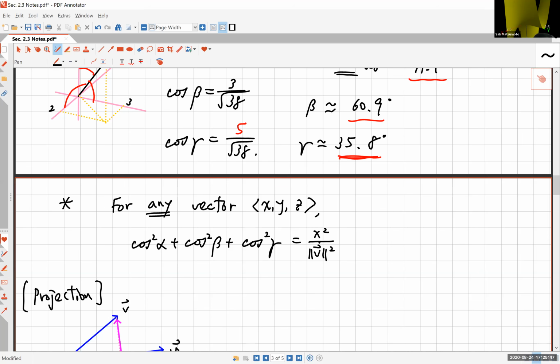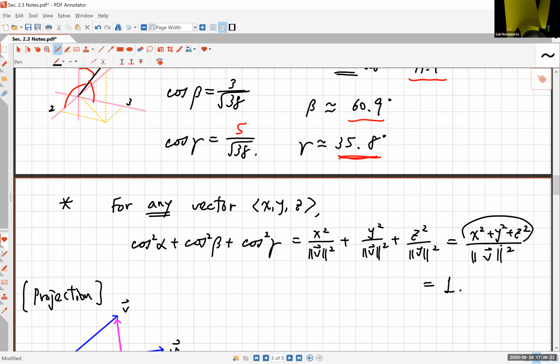All I'm doing is squaring the expression for the cosine of alpha. And then the cosine of beta is y divided by the norm of v, so you square these. And then for z, you have this squared. You add them up and what do you get? The denominator is of course the same. The top is x squared plus y squared plus z squared. What do we call that? That's exactly the norm of the vector squared. So this is the same as the norm of v squared, and you get 1.